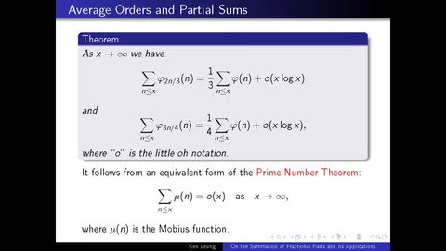But we can refine the theorems slightly by an equivalent form of the prime number theorem, which involves the summation of the Mobius function, so that we can have a more explicit relation between the partial sum of the newly defined function and that of the Euler-Totient function with a smaller error term. So that's little o of x log x as x tends to infinity.